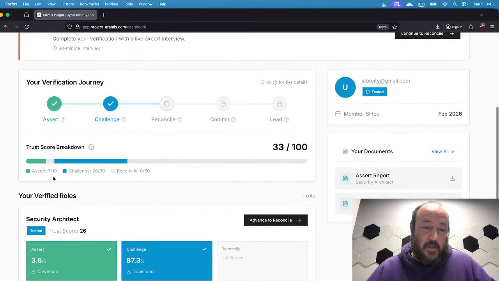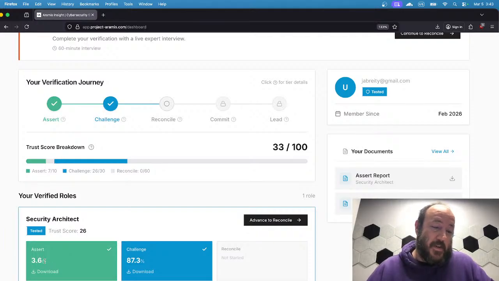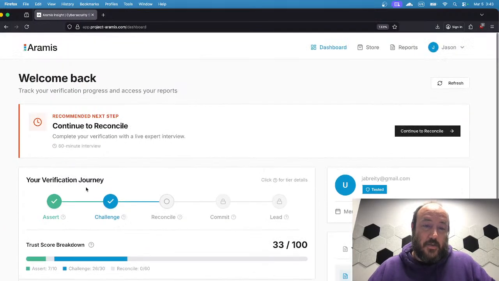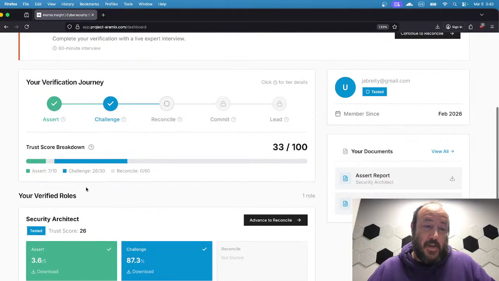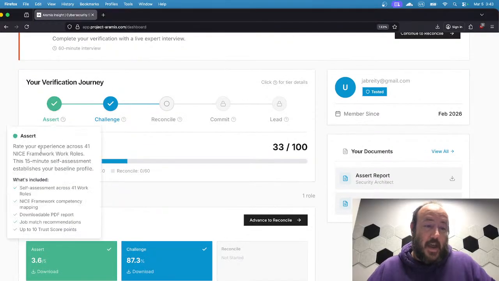So right now I have a tested trust score of 26. The assertion I got 3.6, so out of 5. I didn't quite align with the security architect role in my self-assessment. However, I will say the assertion is rating your experience across 41 NICE Framework work roles.